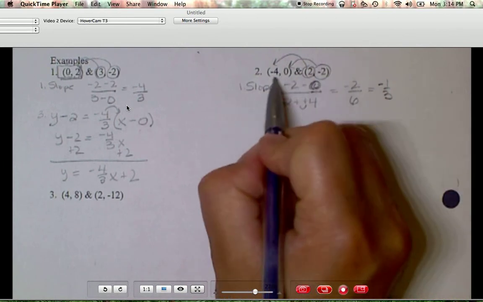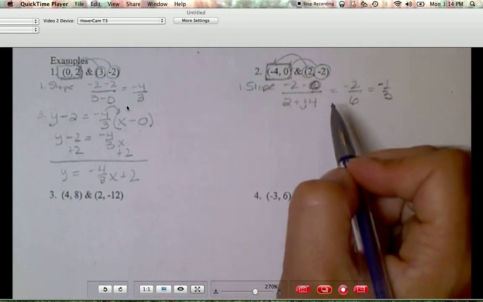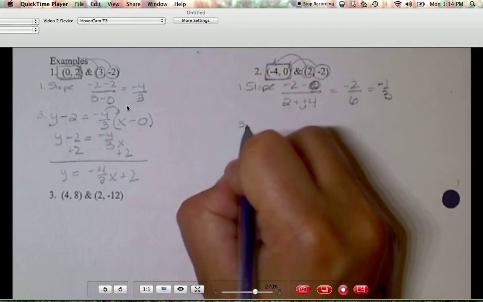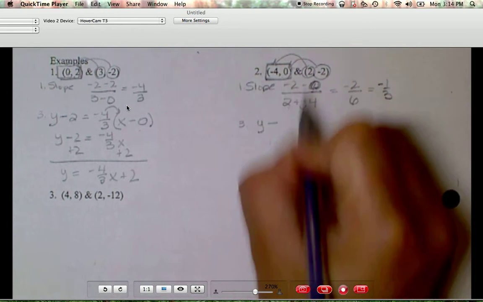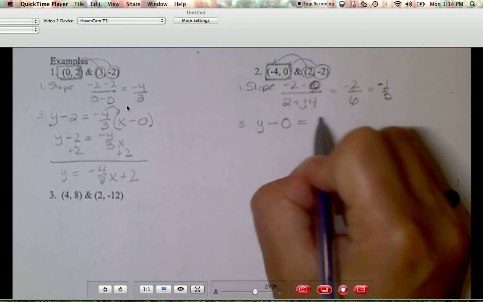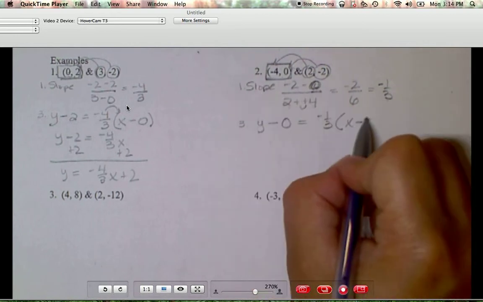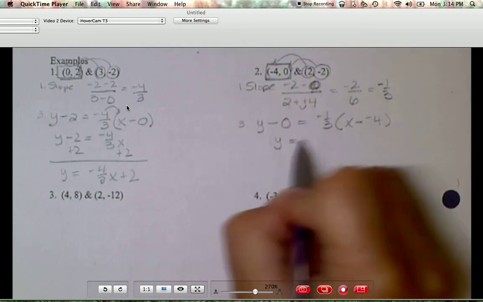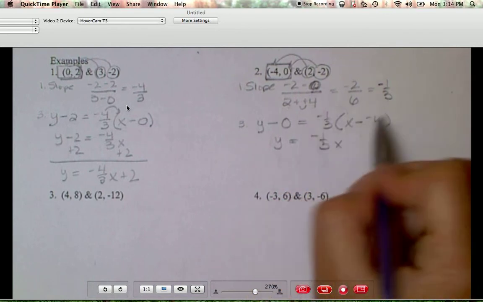Choose a point. Again, this point has a 0 in it, so that will prove to be the easier one to plug in. So if we choose that point, then step 3 is to go into the equation. y minus the y value, which is 0, equals the slope times x minus the x value, which is -4. This will drop out, so we get y equals, distribute this, we get -1/3 x.